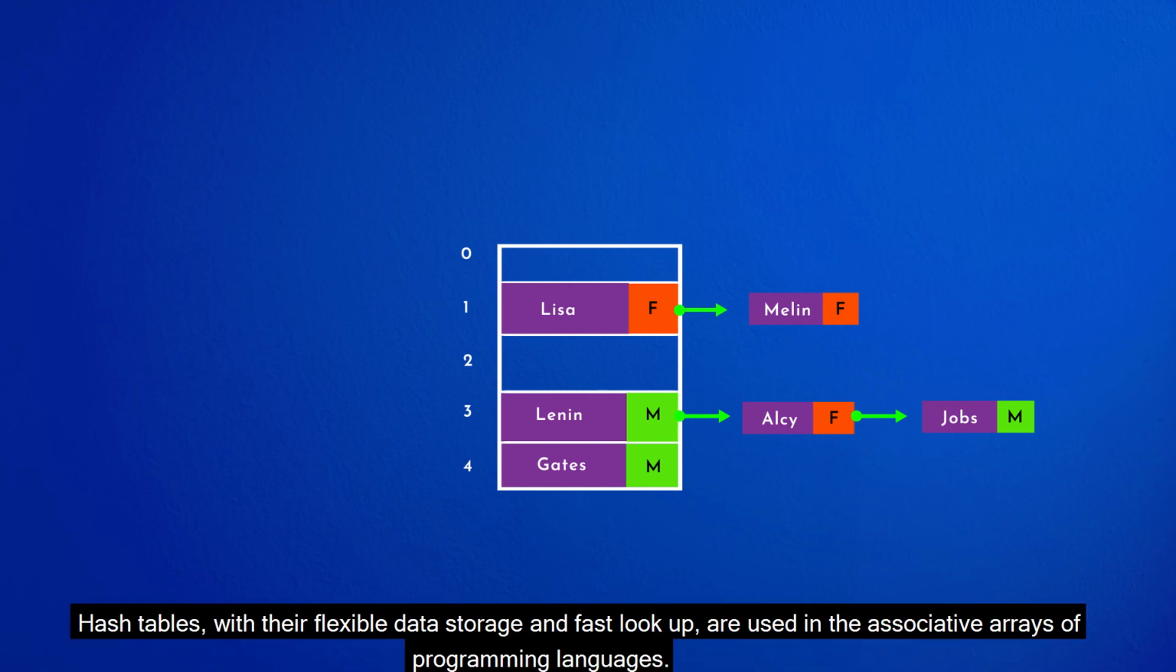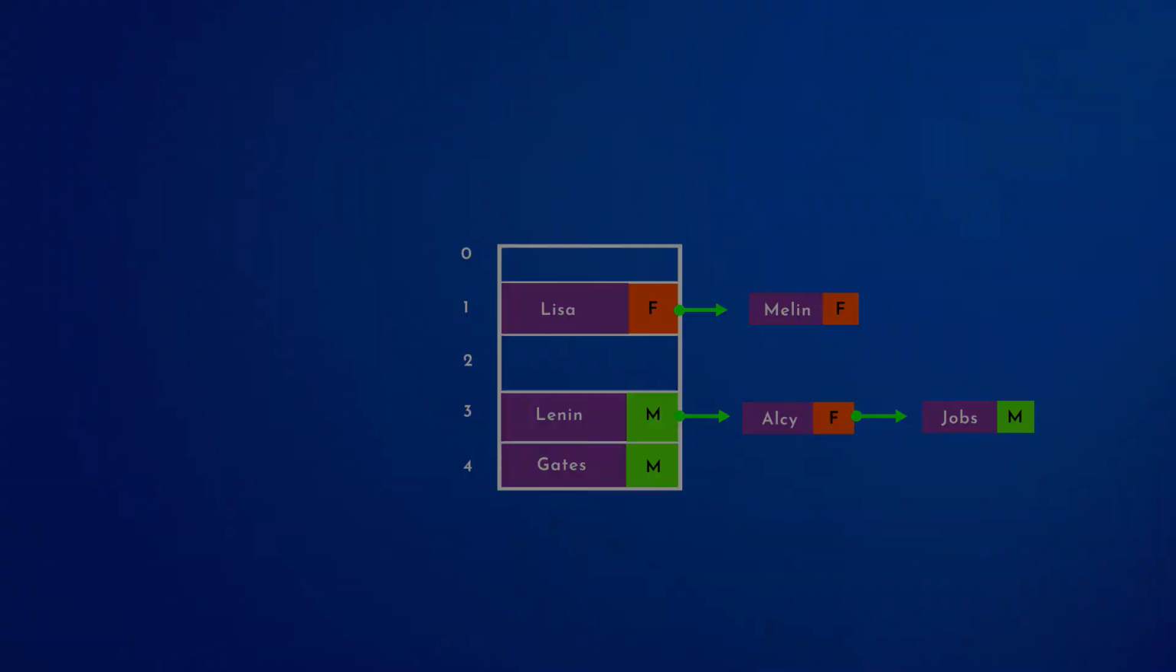Hash tables, with their flexible data storage and fast lookup, are used in the associative arrays of programming languages. This concludes the explanation of hash tables.